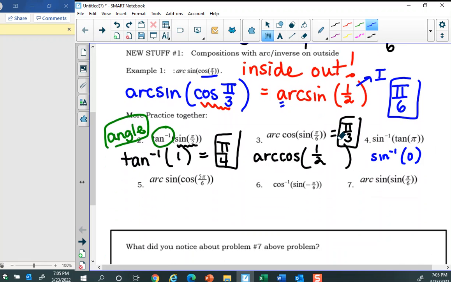0 is tricky because 0 radians as an angle and 0 as a value all look the same. So you always have to kind of remind yourself what you're thinking. The inverse sine of 0, that's the angle that has a sine of 0. Restricted value. 0 has a sine of 0. So does pi. So does 2 pi. But remember, if we're doing inverse sine, our answer has to be between negative pi over 2 and pi over 2. So the angle that has a sine of 0 is 0.